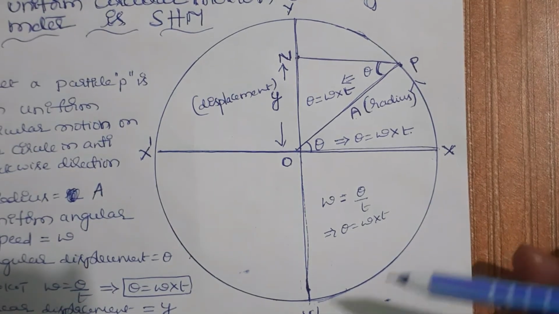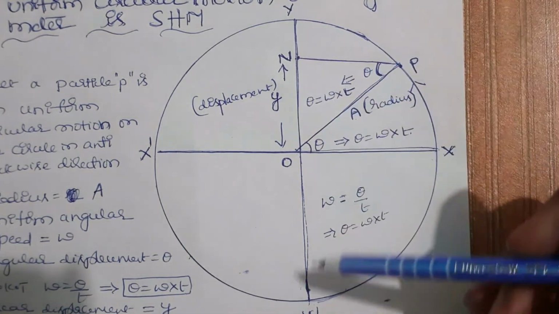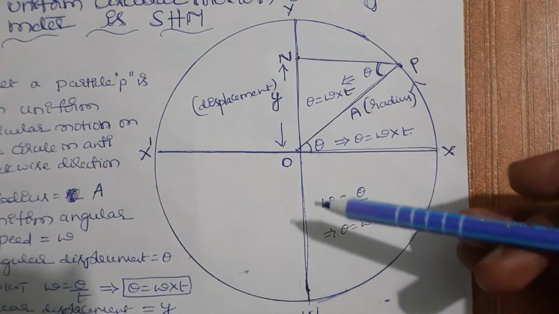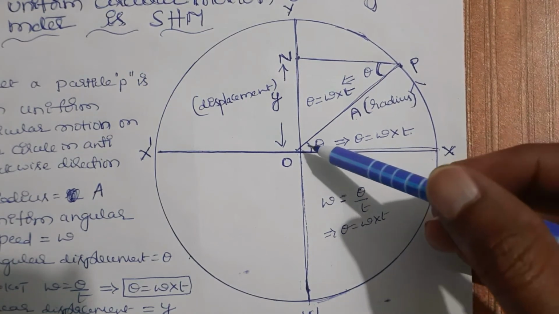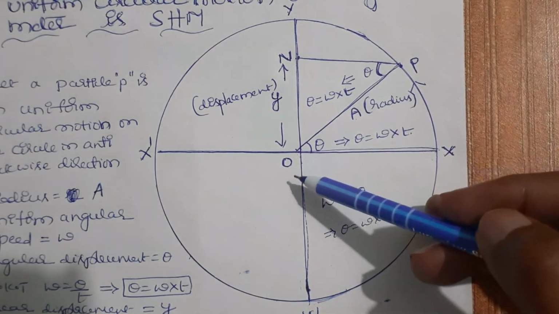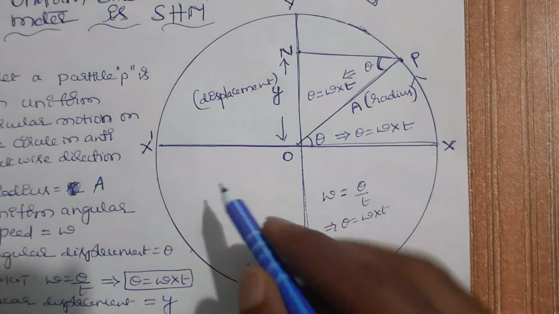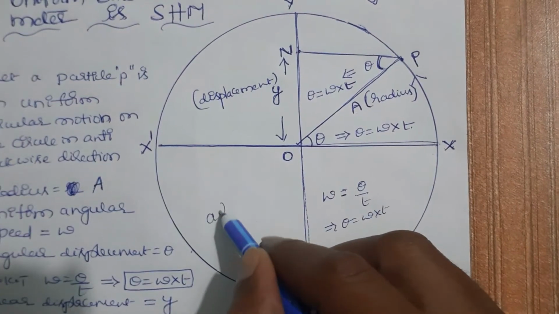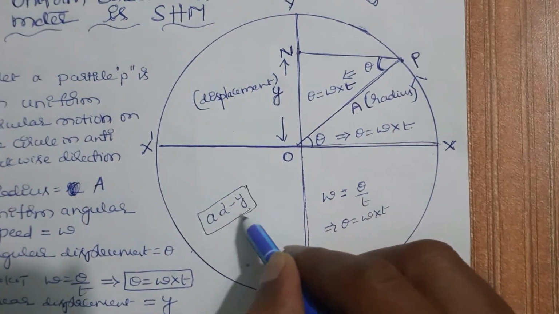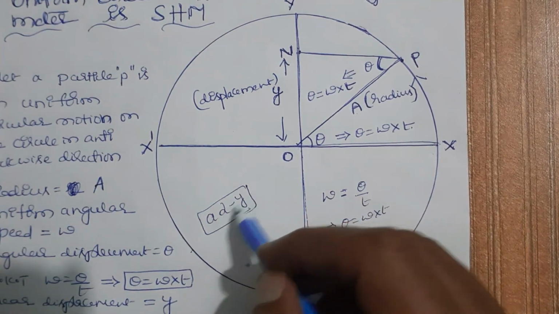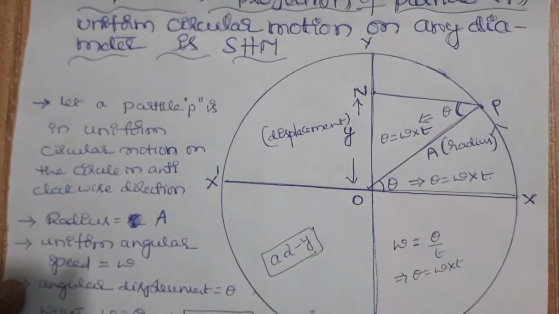So that is why a periodic motion in which the particle moves to and fro about a fixed point, such that its acceleration is directly proportional to displacement in the opposite direction, and acceleration is always towards the mean position, is a simple harmonic motion. So simple harmonic motion is given by the formula a directly proportional to minus y. This is the simple harmonic motion relation between acceleration and displacement, students, a most important topic.